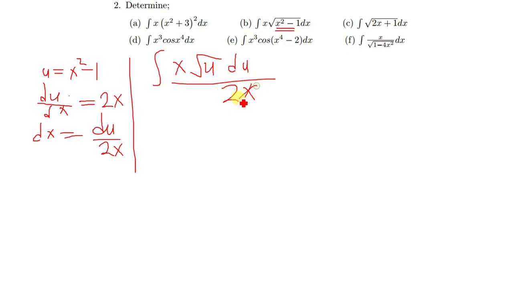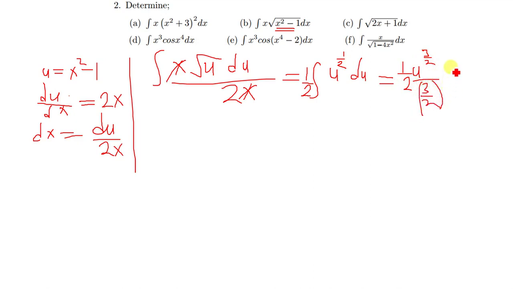So you can see that this x and that x will cancel, then I'm just going to remain with the integral of, and then of course the root of u can also be written as u to the power 1 over 2, and then this 2 can be removed outside. Then we're integrating this with respect to u. So when you integrate this with respect to u, you have 1 over 2, and then u, when you add 1 there, you get 3 over 2, and then you divide everything by the new power, which is 3 over 2, then plus c.